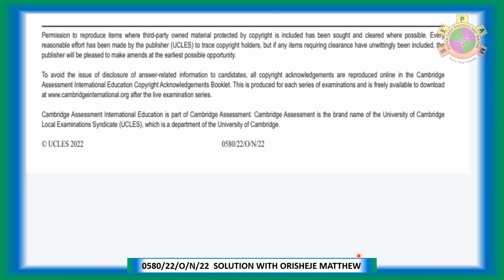So that brings us to the end of this paper 2, variant 2.